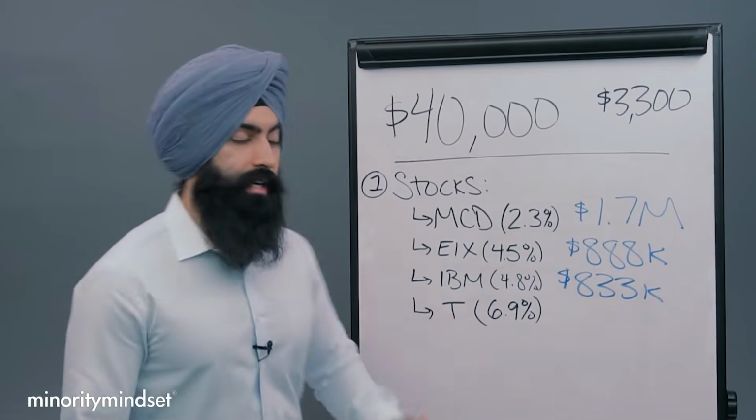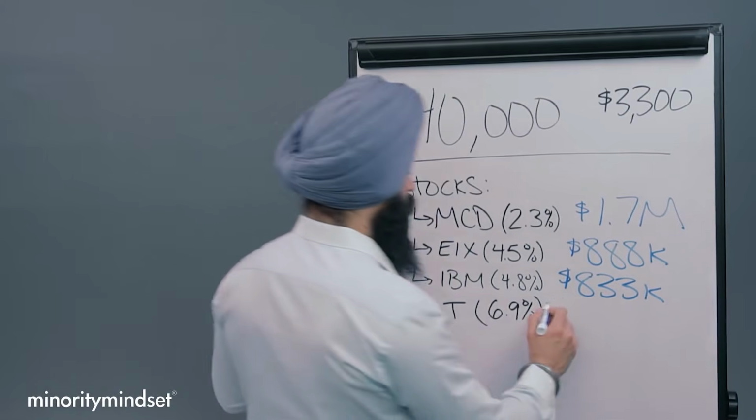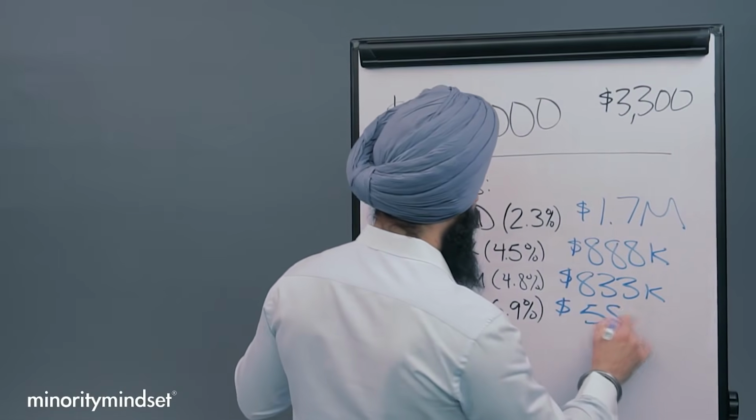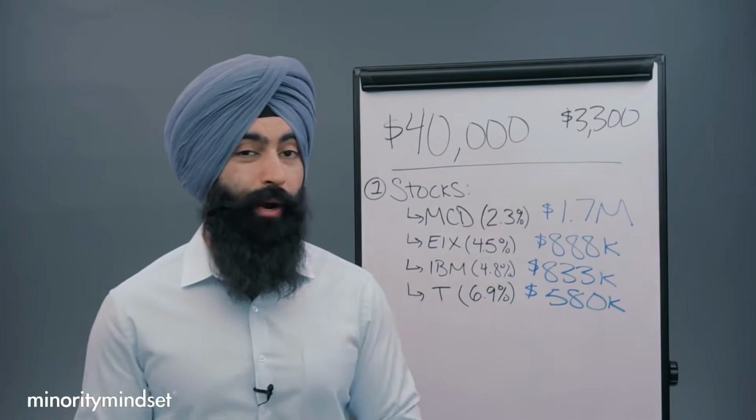$833,000. And AT&T right now is paying a 6.9% yield. And if you wanted to get the $40,000 a year, it will cost you right around $580,000 today. Now, there's a couple things that I want to point out with this.